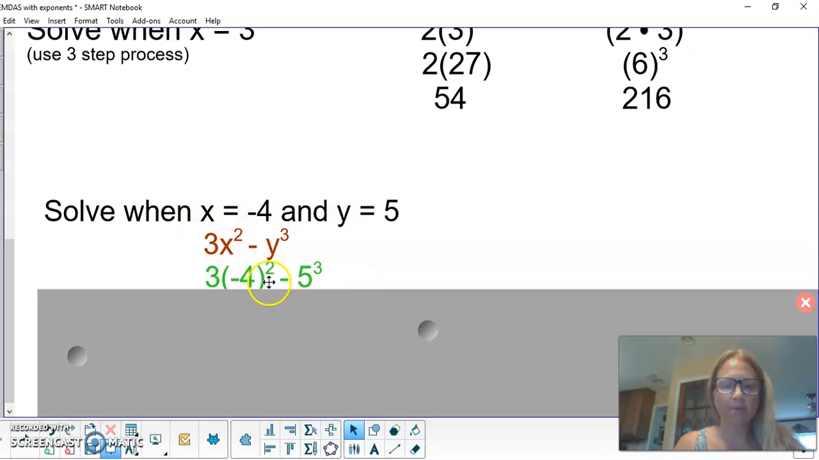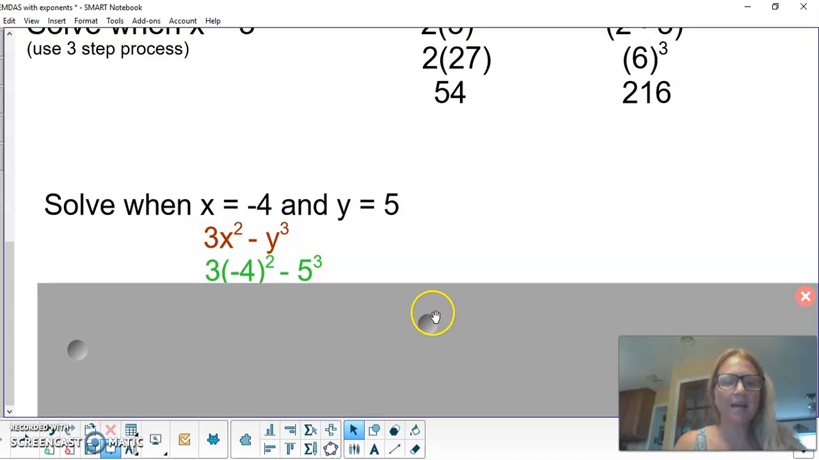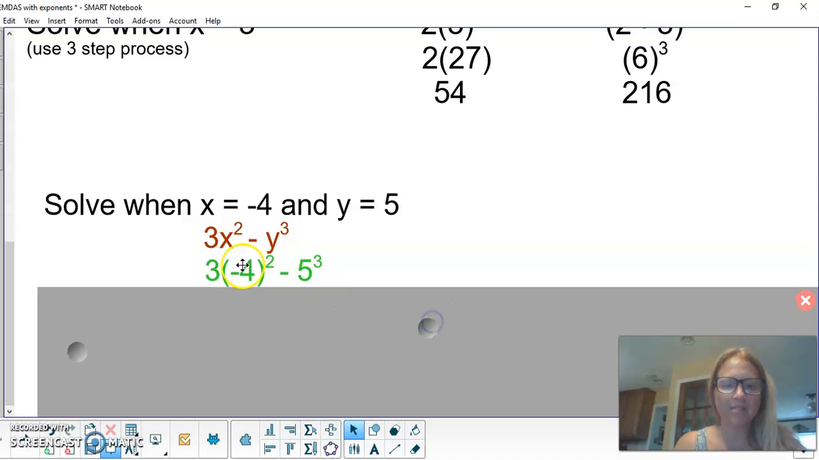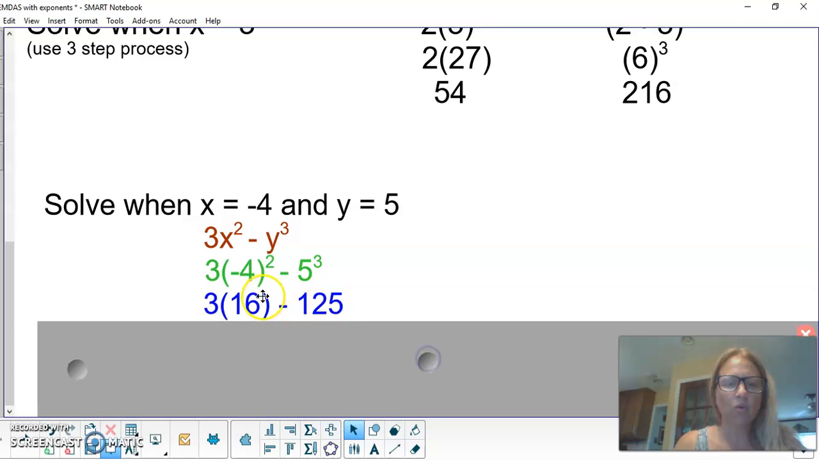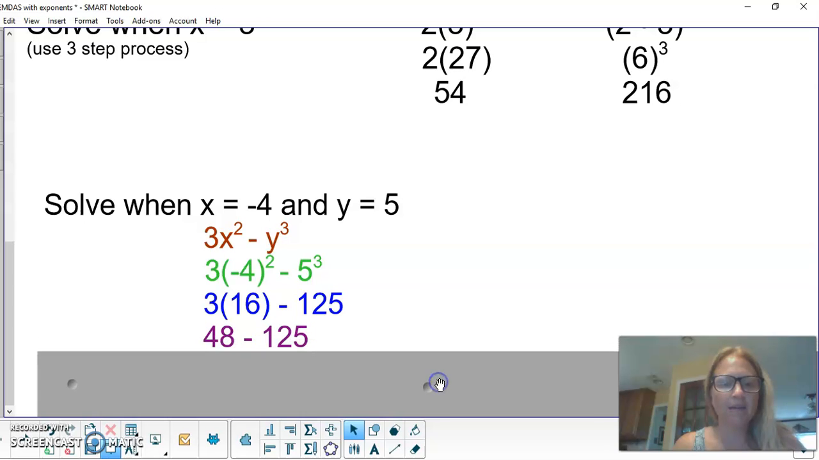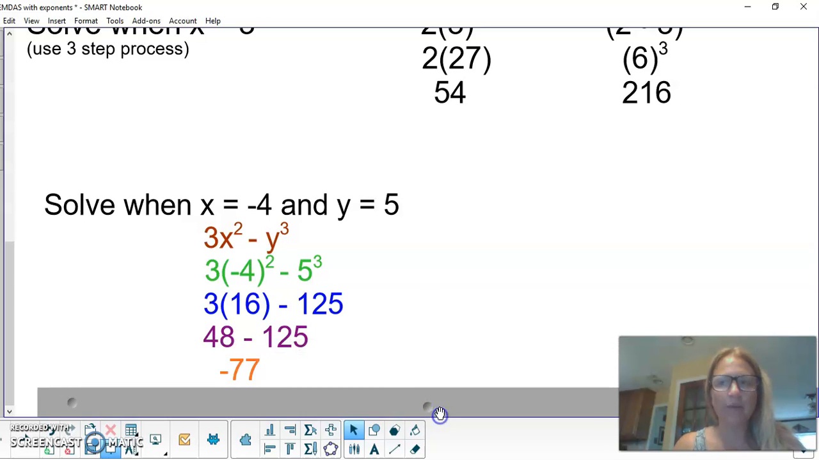Again, I inserted parentheses because this is multiplying now. The next thing we're going to do is, well, you have P, parentheses, but there's nothing inside the parentheses to do, so we're going to do exponents. So we know -4 times -4 is 16. 5 to the 3rd is 125. Can you hear my dogs barking in the distance? Sorry. Then we're going to multiply, and then we're going to subtract, and we get -77.